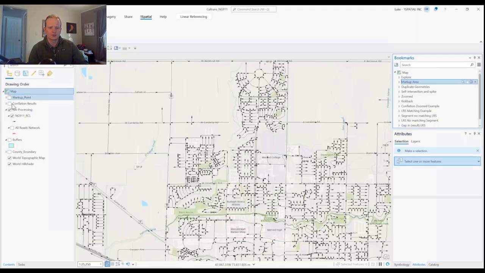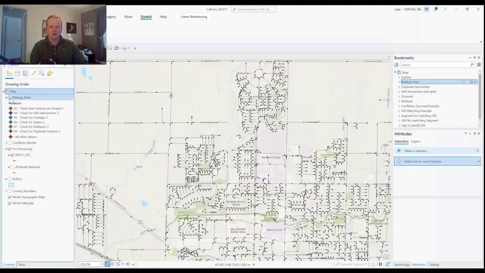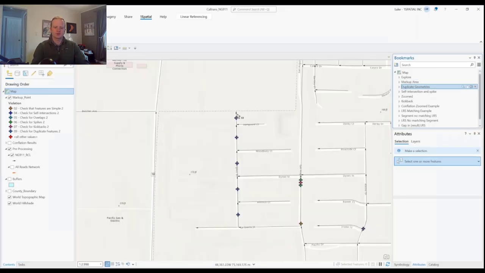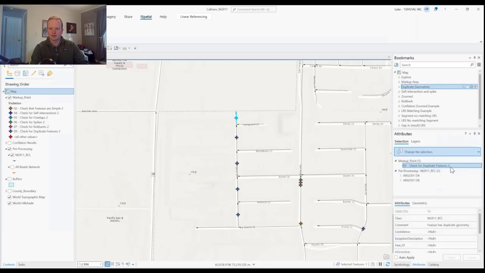So I'll just go ahead and turn those on. Basically anywhere you see one of these plus symbols, that's going to be one of those non-conforming features. And we'll just run through a couple examples of the sorts of issues that can be found with the essential geometry checks. So in this area, we had some duplicate features. If I select it here, we can go ahead and see the markup point and the rule that's being failed.